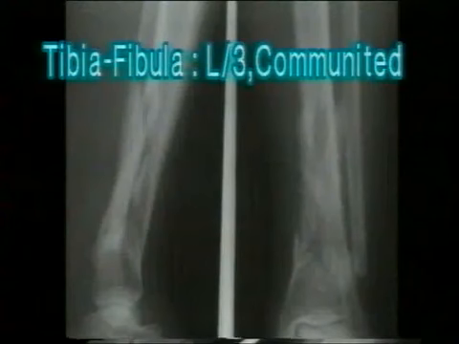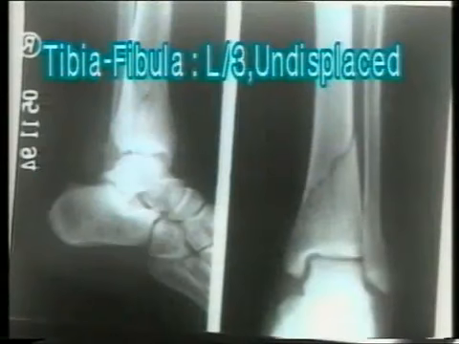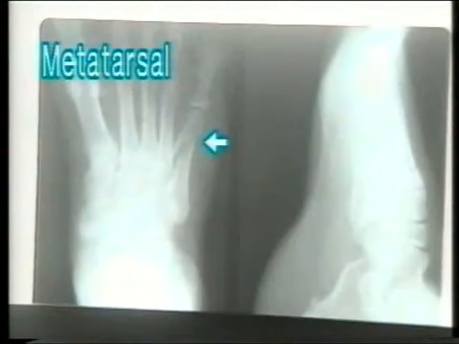This is a fracture of the patella with widely separated lower pole. This is a fracture of the tibia fibula in the upper third. This is a comminuted fracture of the tibia fibula in the lower third. This is an undisplaced fracture of the lower third of tibia. And this is an oblique fracture of the shaft of the fifth metatarsal.